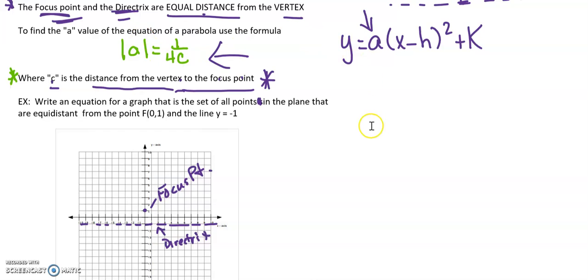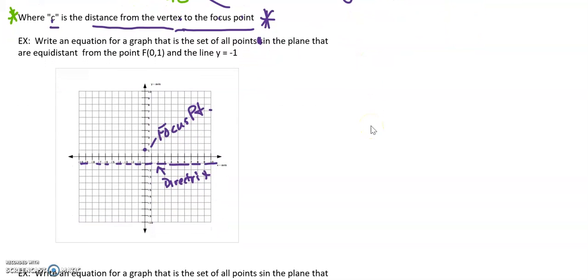So if the focus point and directrix are equal distance from my vertex, the vertex is right between them. It's right here in the middle, okay? That's my vertex. So let's just see what we have so far. We have a vertex here, a focus point here. The focus point is inside the parabola, so my parabola is going to open upward, like that. Now we don't know exactly how wide. We're going to look at that in a minute.